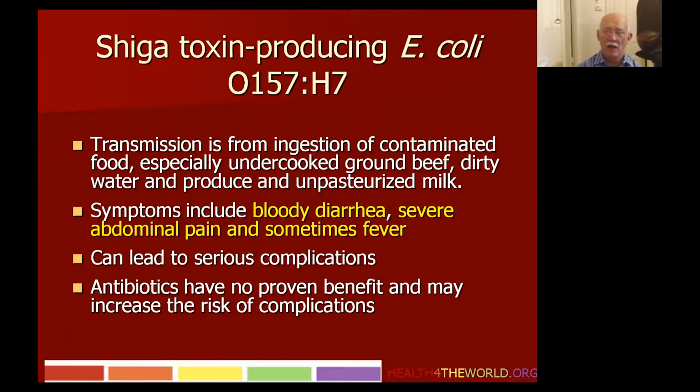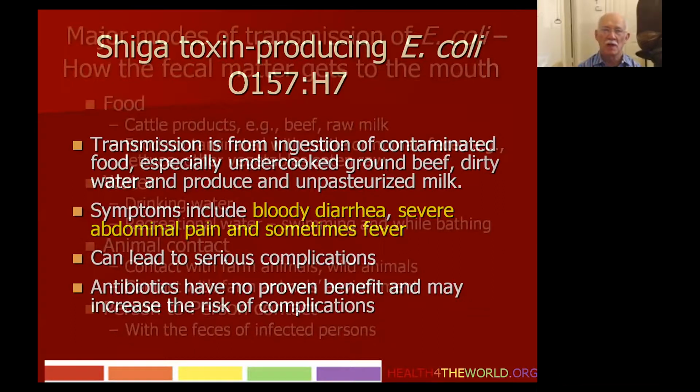Transmission is from ingestion of contaminated food, especially undercooked ground beef, dirty water, and unpasteurized milk. Symptoms include bloody diarrhea, severe abdominal pain, and sometimes fever. This can lead to serious complications. Antibiotics have no proven benefit and may actually increase the risk of complications.